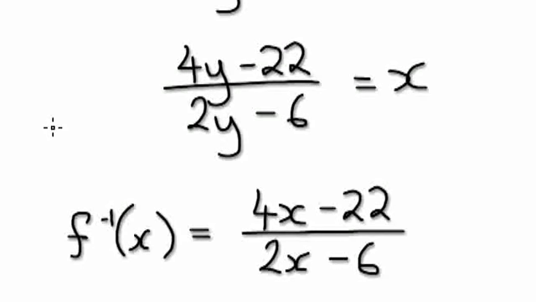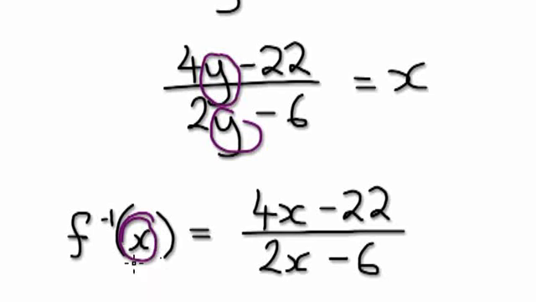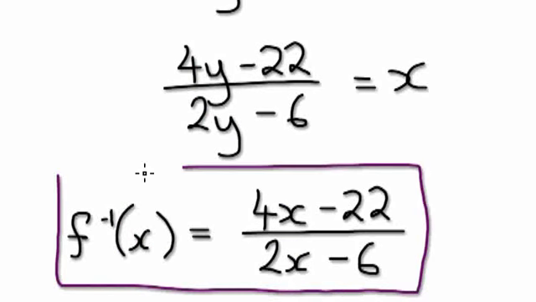So now we can say the inverse function would be this, and then we change the y to the x, because at the moment you're saying whenever you put something into here, wherever you see an x, you've got to put it into here. So we change the y into an x here. So this is our inverse function.